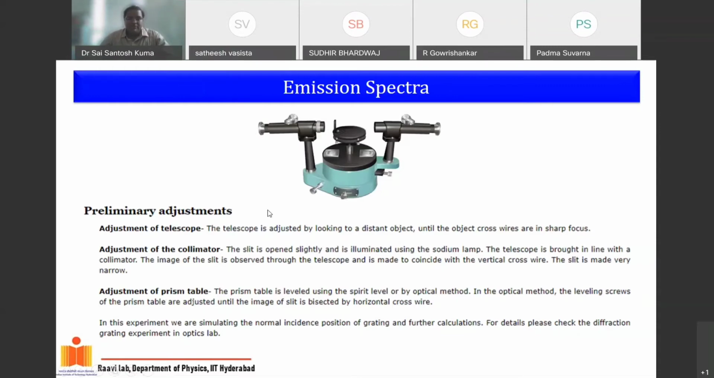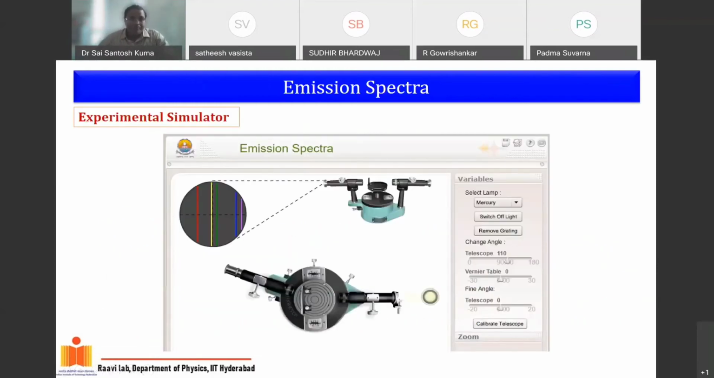Then you put the prism table. Once you put the prism table, your idea is that the prism should be at the right height, at the right level. The prism table is leveled using the spirit level or by an optical method. In this experiment, we are simulating the normal incidence position of the grating and further calculations. You can check the various experiments available already. I think one of the speakers is covering the diffraction grating experiment, so I will leave those details to him. So this is the experimental simulator that you see.